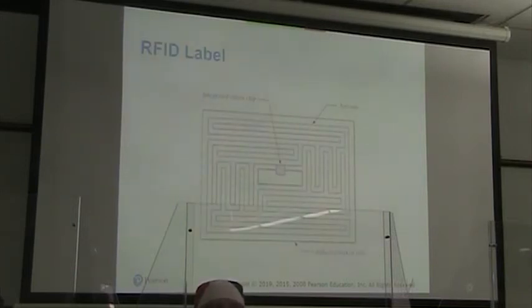This is what an RFID label looks like. It has an antenna. That antenna, again, picks up the electromagnetic signature and is able to turn some of that into electricity that it then radiates out its own signal for the reader to read. Right, so it's very small, very thin.